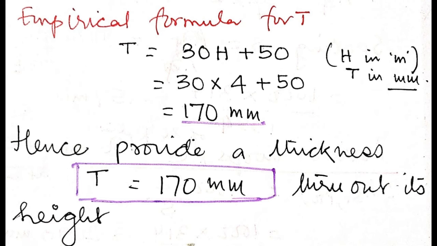Now step number 3, that we can find out the thickness by the empirical formula. So the formula given in the code, that is T is equal to 30H plus 50. Remember, H value you should put in meter, and T value whatever you will get will be in millimeter. Don't try to match the units on the left hand side and the right hand side, because this is the empirical formula. So what is capital H? That was 4 meter. So 4 into 30, that is 120, plus 50, that is 170 millimeter. So that is the thickness. So let us provide a thickness of 170 millimeter throughout its height.